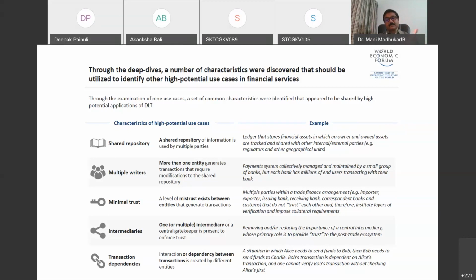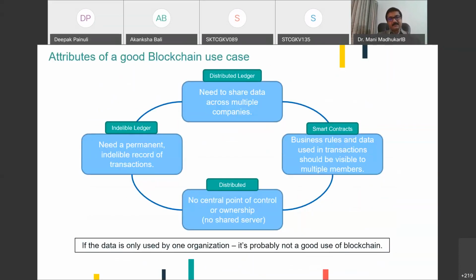And the entire system is very opaque. It's not transparent at all. You will not know which stage the transaction is at right now. So there are multiple intermediaries, and there you would definitely like to have blockchain as a technology. And of course, whenever there are transaction dependencies, then you will definitely consider blockchain. So these are a few characteristics that one should identify whenever you're talking about this, right? This is another way of putting this entire piece together.